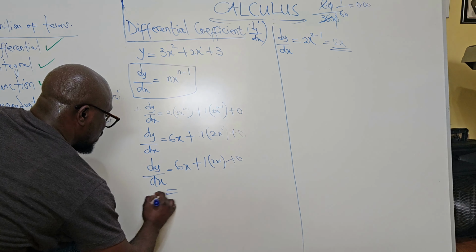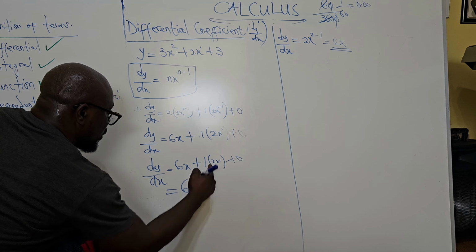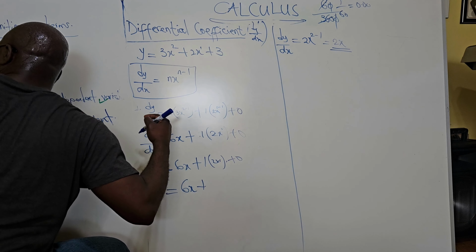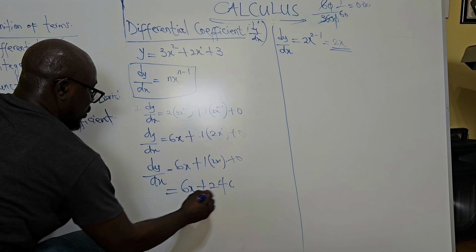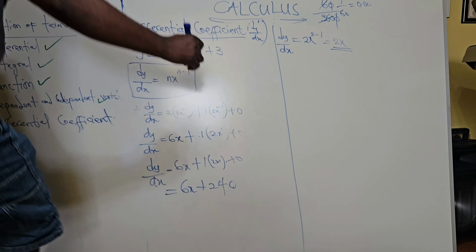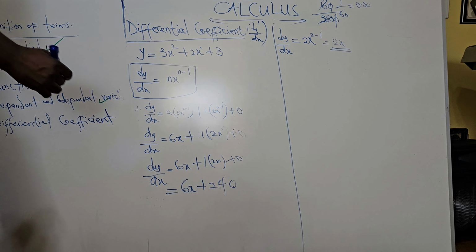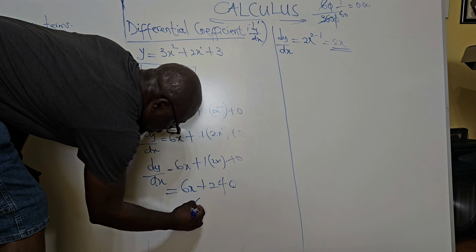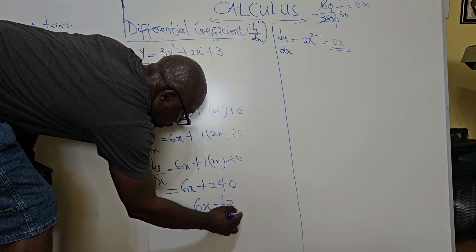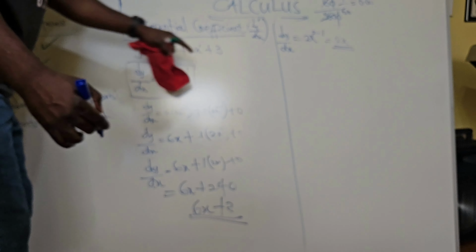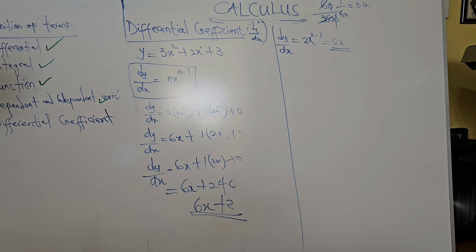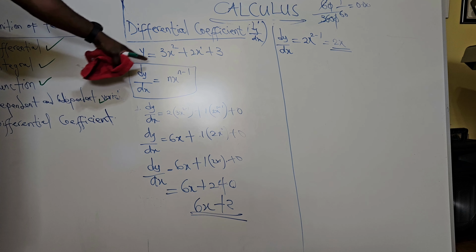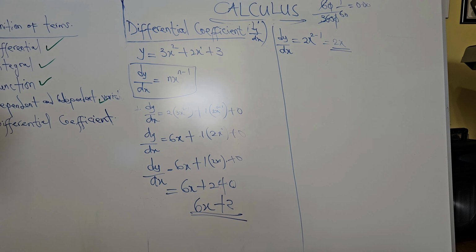So this one becomes 6x plus 2 times 1, which is 2, plus 0. So our final answer for this equation, for dy over dx, is 6x plus 2. So when you differentiate this equation, this is what you're going to get. So your differential coefficient for this equation is 6x plus 2.